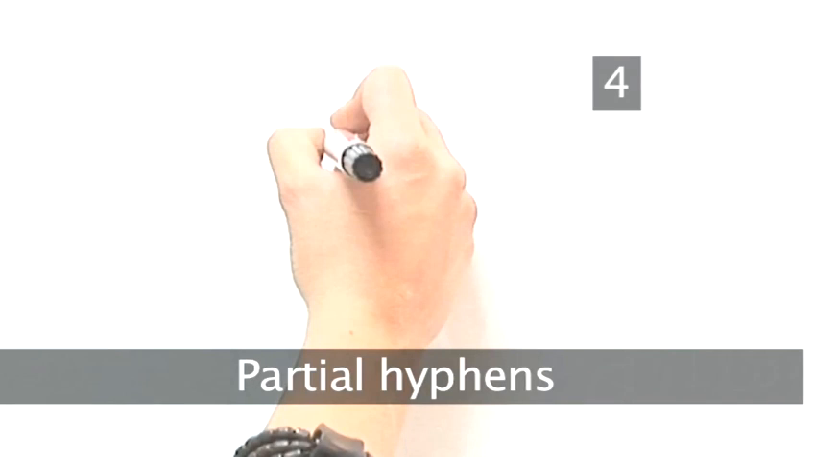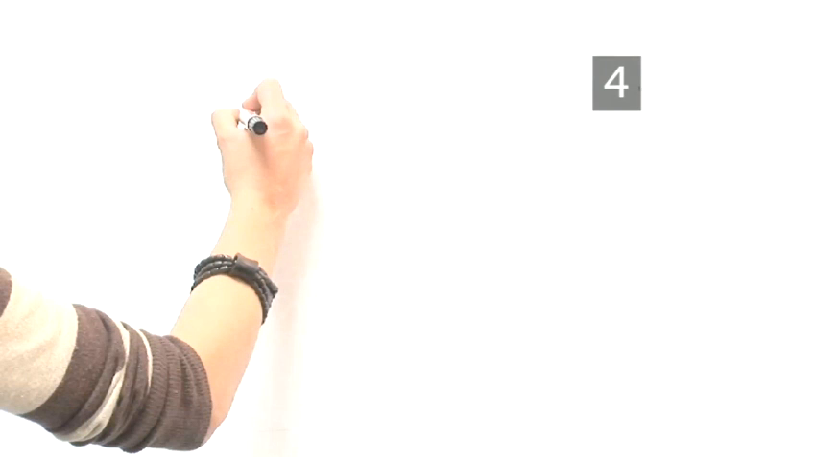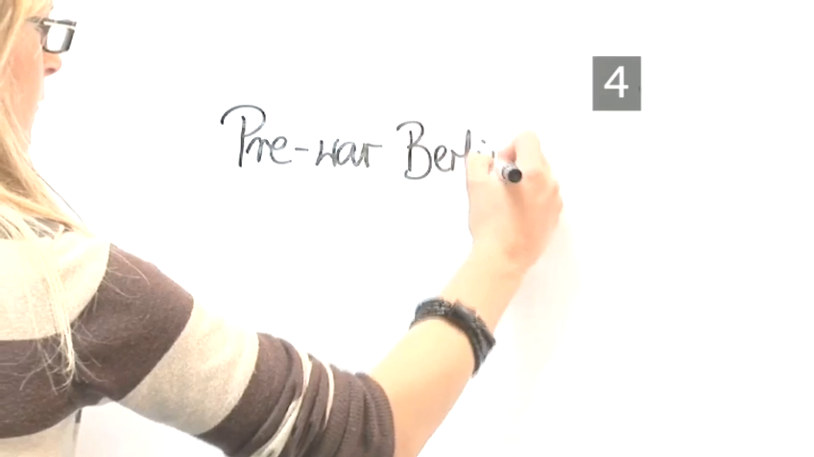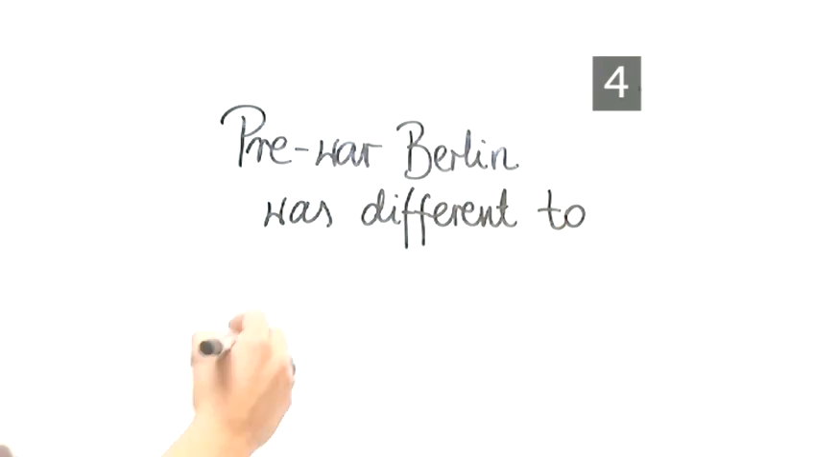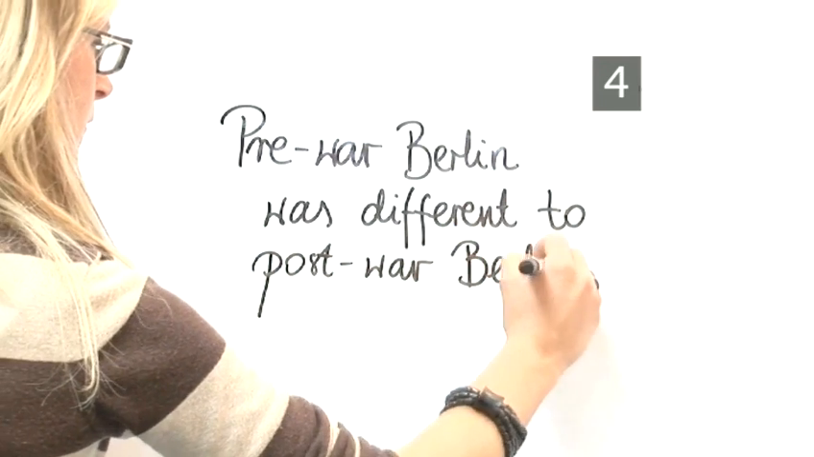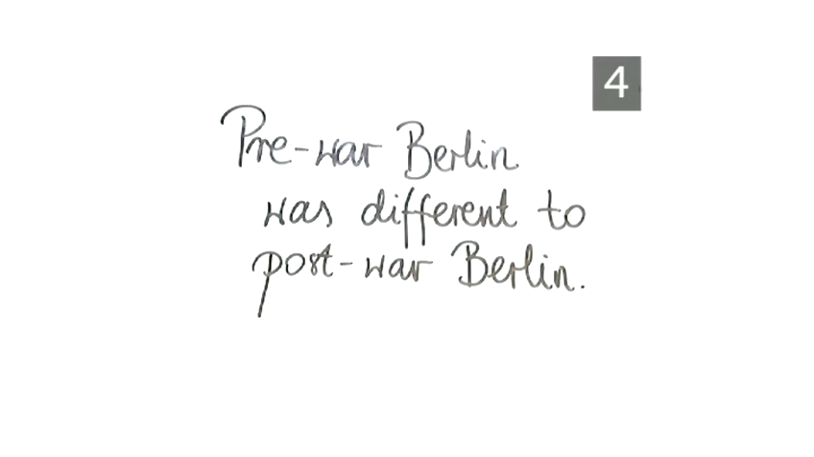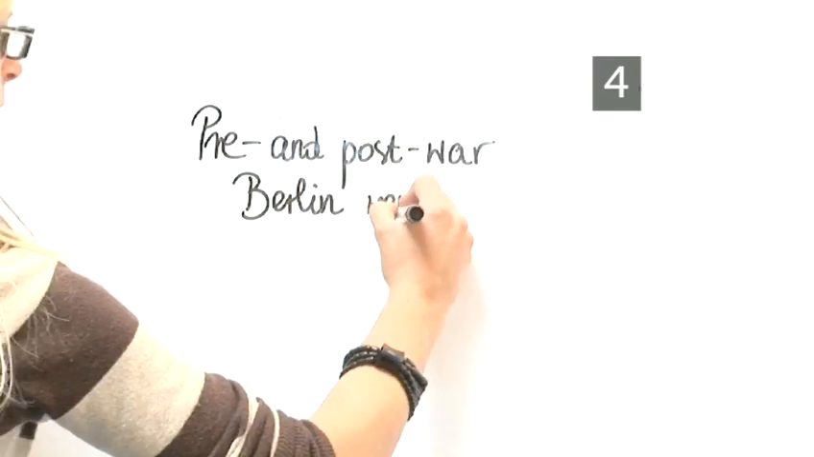Step 4. Partial hyphens. You can use a hyphen to indicate that you're writing part of a hyphenated word. This is the only time a hyphen should be followed by a white space. For instance, you could write, pre-war Berlin was different to post-war Berlin. Or you could write, pre- and post-war Berlin were very different.